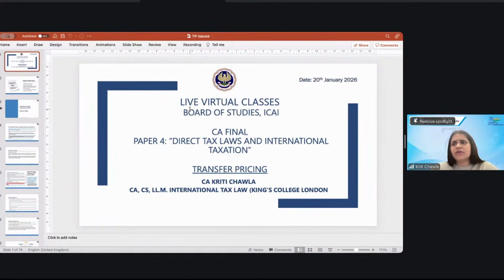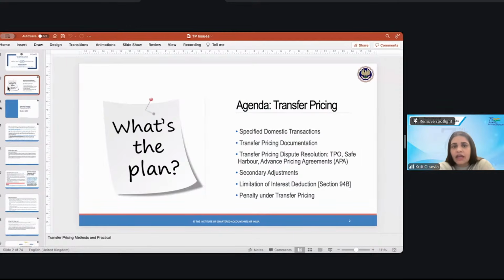So, without much delay, I'd like to start with the agenda for today. For today, we have a concept which is called specified domestic transactions. Now, I kept mentioning right from day one that although transfer pricing is an international tax concept, in India, transfer pricing affects domestically also. It is applicable on some domestic companies also. So what is that concept? That concept is called specified domestic transactions, that we will be discussing in detail today.